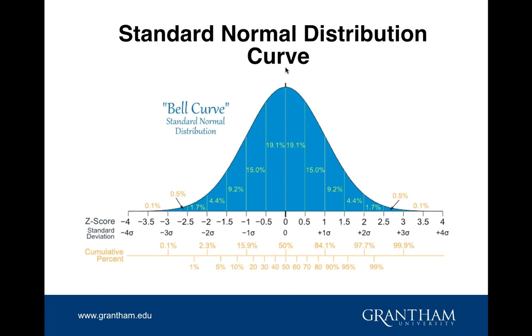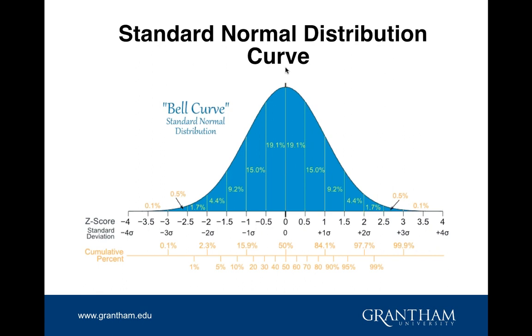Here on the standard normal curve, which is also called the bell curve, we see that the data is in increments of 0.5 deviations away from the mean. Most of the time we focus on the data that is within 1, 2, and 3 standard deviations of the mean. Within 1 standard deviation of the mean, we have 68% of the data, and this you can verify by adding up the numbers that are there, the 15% and 19.1%. If you add those four numbers together, you will come up with approximately 68%.